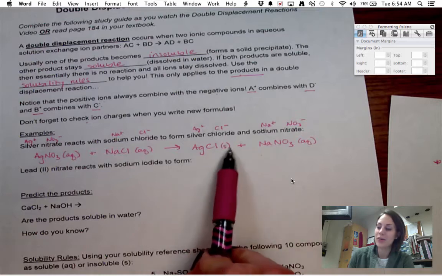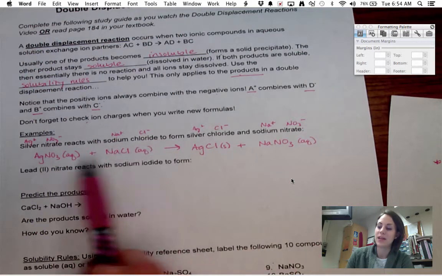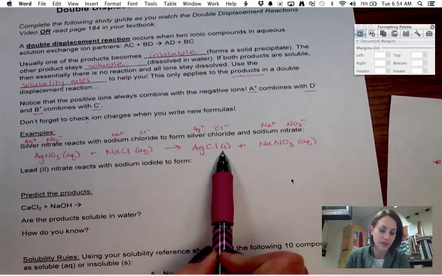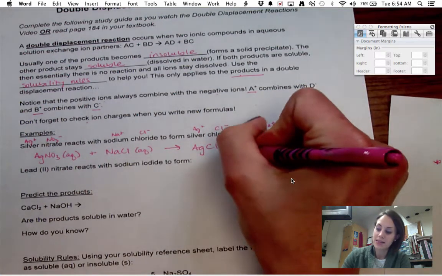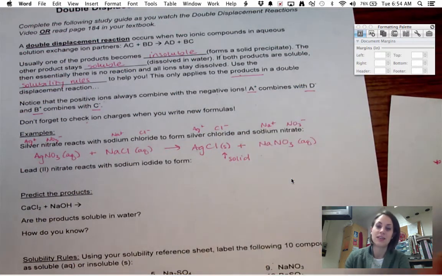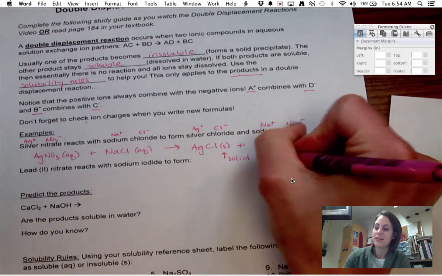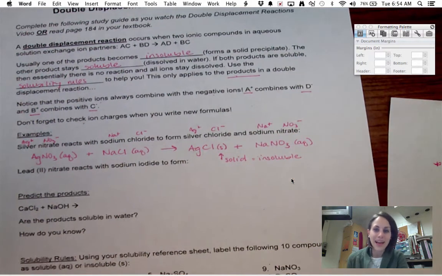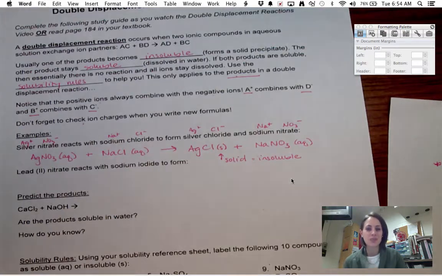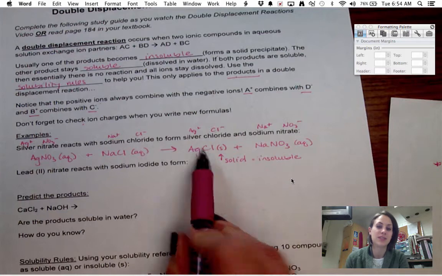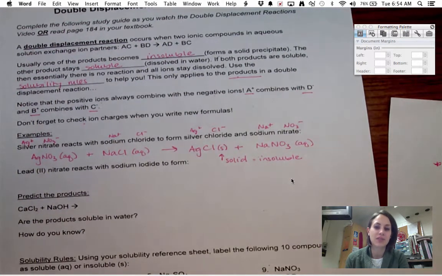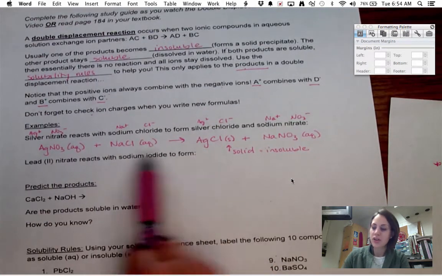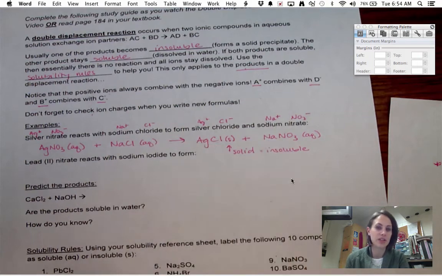And now you want to make sure that you're remembering what these symbols mean. This is telling you the state of matter, right? So the S means that AgCl is a solid, which means it's insoluble. There's going to be a lot of S's showing up, so make sure that you're keeping those straight. This is telling me that silver chloride is going to precipitate out of your solution. So everything's balanced, it's all in a 1-to-1 ratio, and I have my states of matter in there.